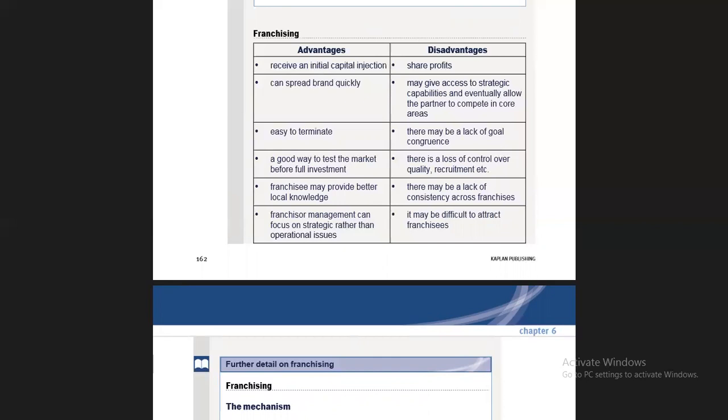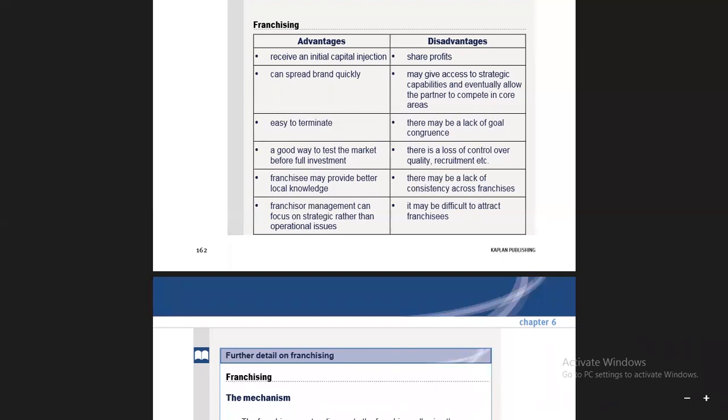Disadvantages: share of profit. Sometimes they also need a certain percentage of profit as well. May give access to strategic capabilities, eventually allowing the partner to compete in core areas. Yes, there may be a lack of goal congruence. Sometimes there will be no goal congruence, as it operates differently in different areas. Sometimes the franchisor standardizes the processes so that it is not different in any aspect and is served the same in all franchises. Ultimately it will lead to a lack of goal congruence.